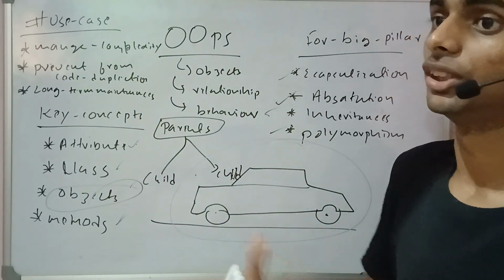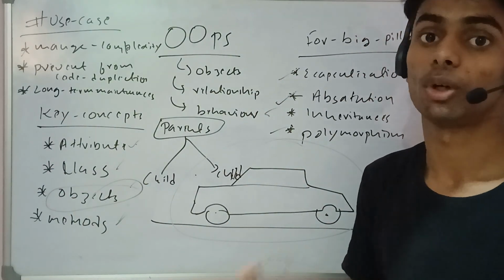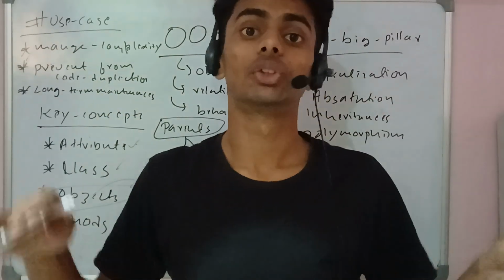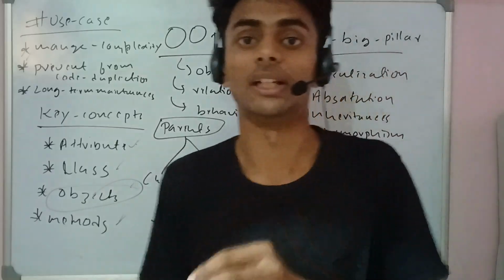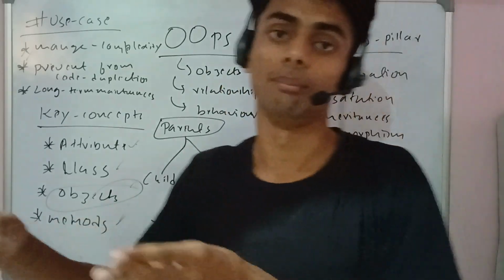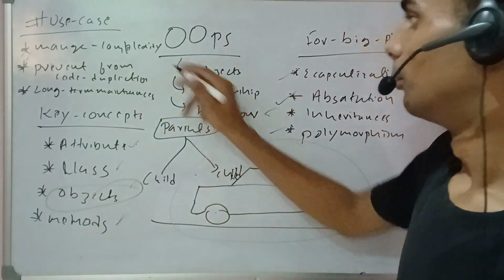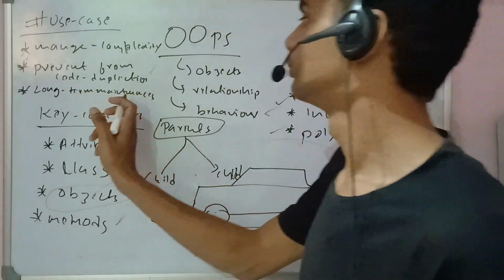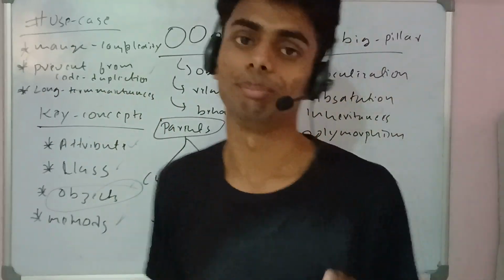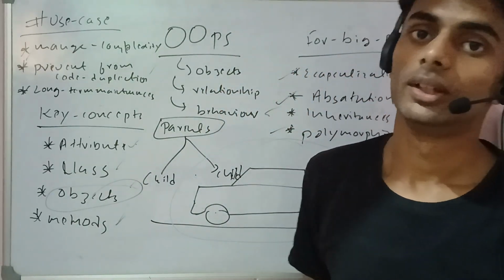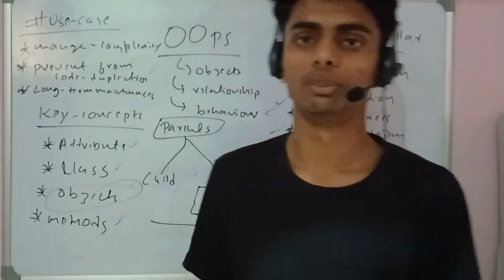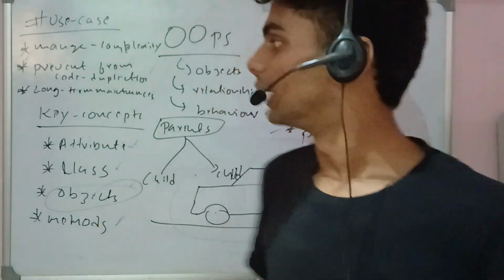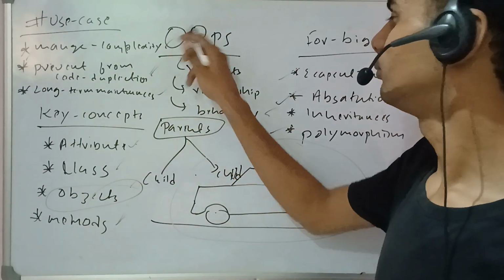The use cases of OOPS are very important, especially when you want to design software. OOPS plays an important and crucial role here. It helps manage complexity when your code is very complex and you have a bunch of code. It prevents code duplication. And it supports long term maintenance. If you want to build software, you need to keep the source code for long term use, so long term maintenance is very important here.